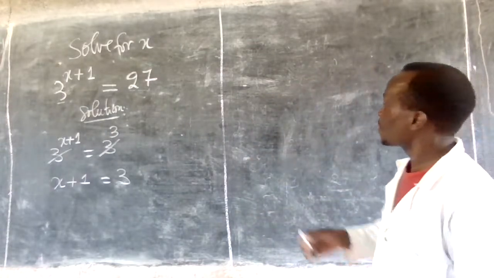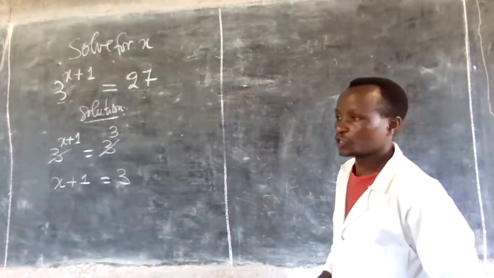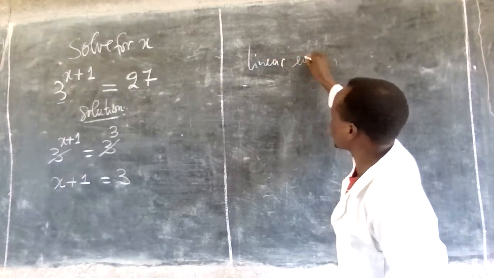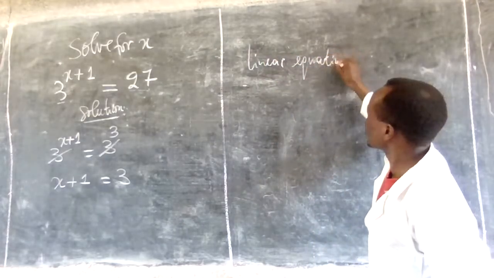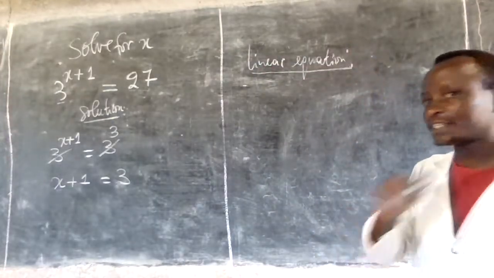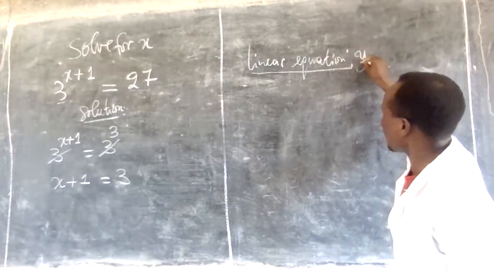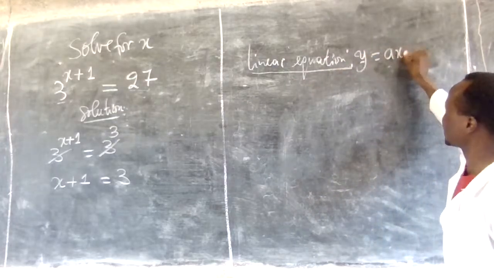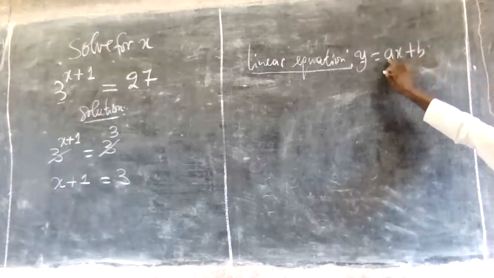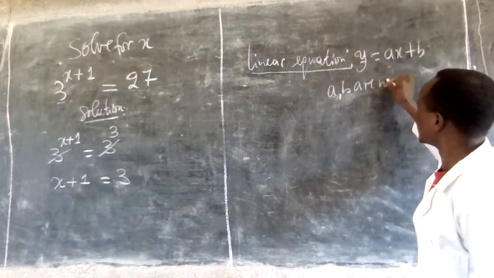You have to differentiate a linear equation and an exponential equation. For linear equations, I have explained them in the last videos. A linear equation is when y is equal to, for example, ax plus b, where the two letters a and b are numbers.